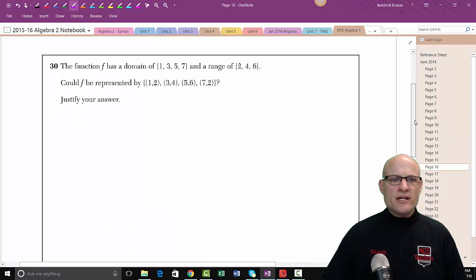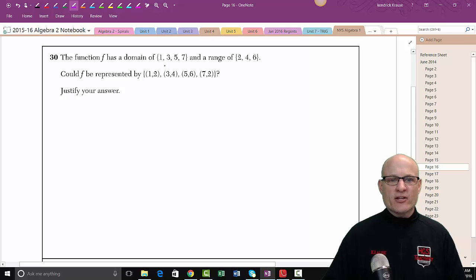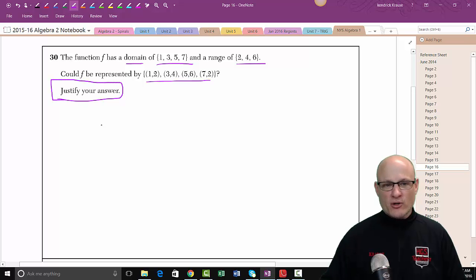So, the function f is defined as the domain. The domain is this, and the range is this. And it says, could f be represented by this? So what I'm going to do is I'm going to look at it. You have to justify your answer somehow. So you might as well show a little bit of work. And I'm going to do so using a mapping function.